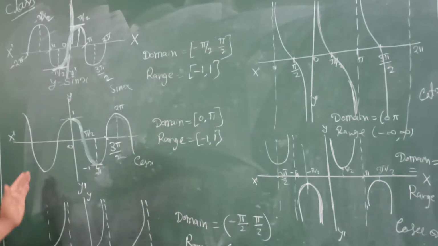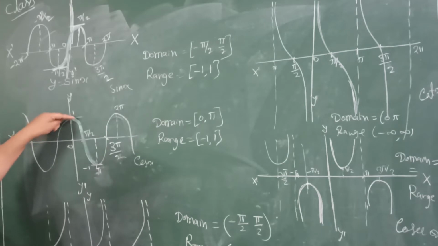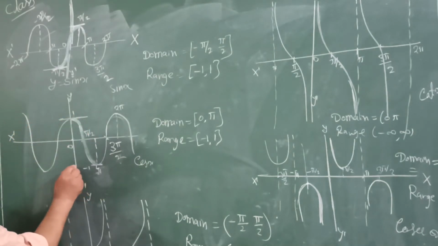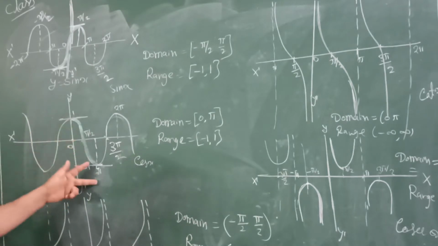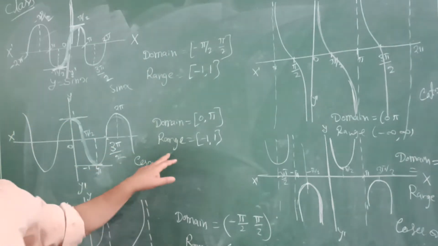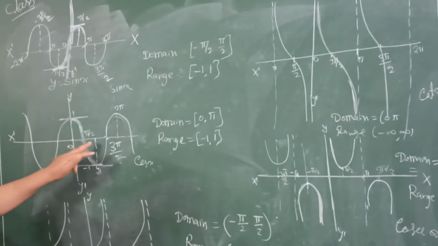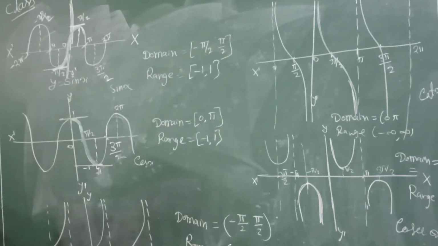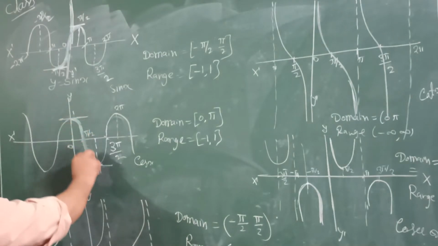In the same way, the cos graph will come like this. At 0 degree, we know that cos 0 equals 1, so it will start from 1. It continues alternately through 0, pi by 2, pi, 3 pi by 2 and 2 pi. In this whole graph, the maximum value of cos is +1 and the minimum value is -1. It means the value of y equals cos x is -1 to +1. This is the range, and the domain is 0 to pi. This is the domain part, and this is the principal branch of this graph.